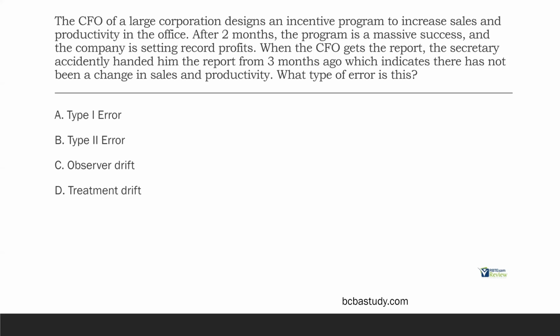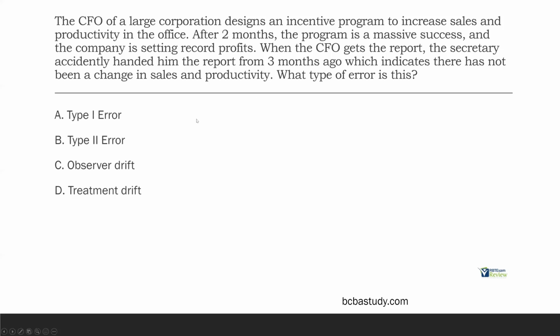So, if we design an intervention or plan that is effective, but we believe it's ineffective, what would that be considered? Is that a false positive or a false negative? It's going to be a false negative, right? False positive says our intervention worked when it actually didn't. False negative is our intervention didn't work when it actually did. In this case, the CFO's incentive program worked, but everything indicates it didn't work. So what type of error is this?